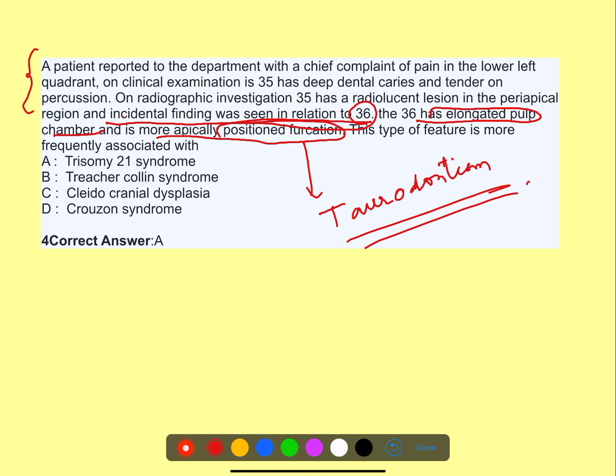So this taurodontism is a feature of which syndrome? This is frequently associated with trisomy 21. So you have to interlink the clinical features with radiographic features of the dental anomaly.